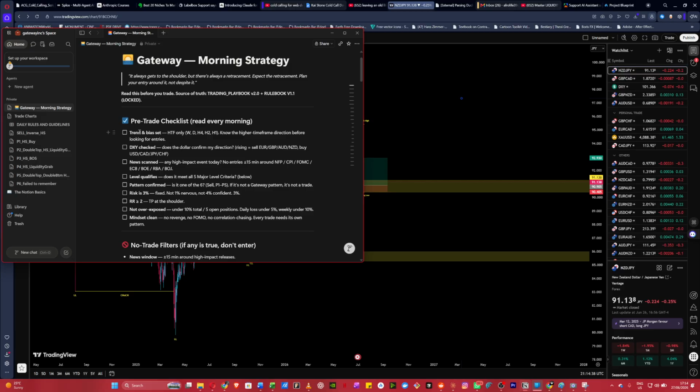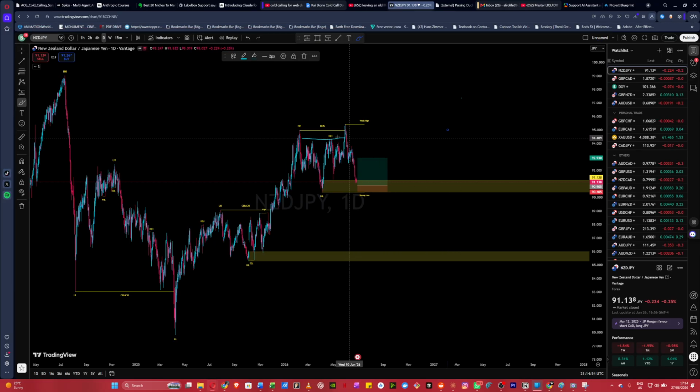The first step is to look at the trend and bias sets. So I look at all these time frames. I don't need the weekly on this one. Just start with the daily, the H4 and the H2. That's the first one I did.